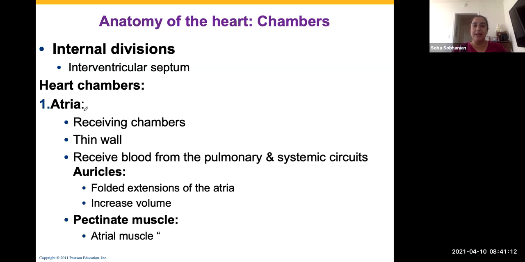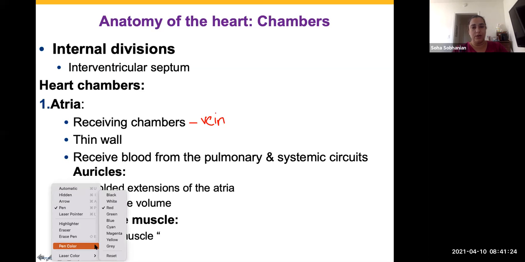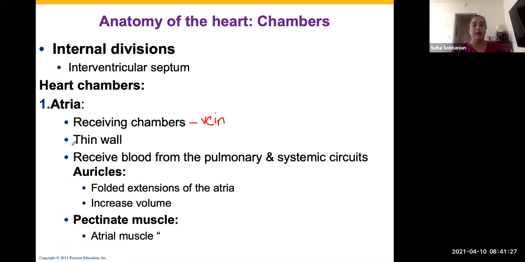So, atria, they are receiving chambers, and again, if you want to make a note for yourself, they're connected to veins, and the color does not imply anything red or blue, so I'm going to change it to black so you don't confuse this with another color. They are thin wall. Thin wall means there is not much muscle, so low muscle. Apologize for the typing.